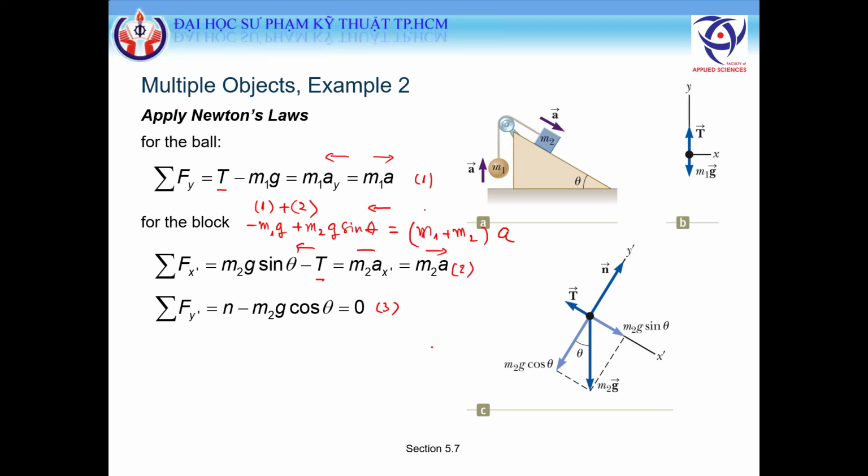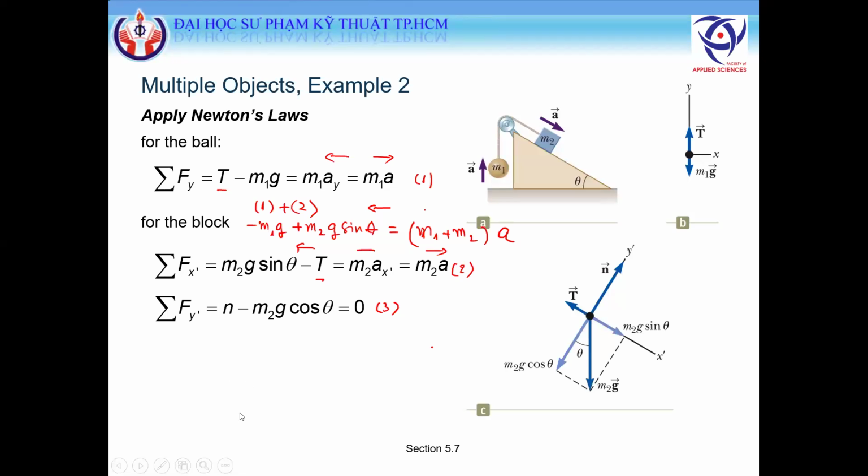Later, when you have more than two objects, let's say 3 or 4 or 5 objects, no problem. Let's add all the equations that consist of A. Then you will get the answer easily. I will show you later after the break.